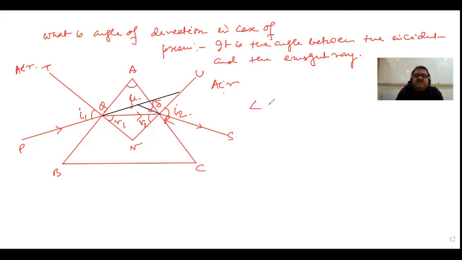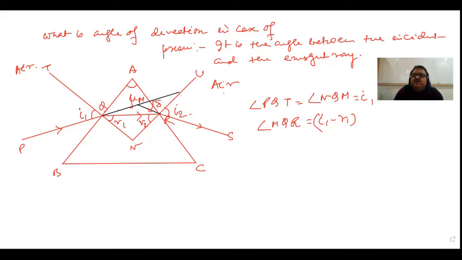Look at this. Which angle is vertically opposite to this? This angle is vertically opposite to this. That is N, Q, and say for example, this is M. That is N, Q, M. These two angles are vertically opposite. So what will be the value of this? I1. Now, watch this. If NQM is I1, so what is the value of the angle NQR? That is equal to I1 minus R1. Is that clear to you?